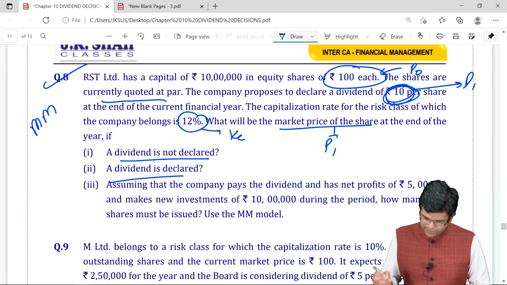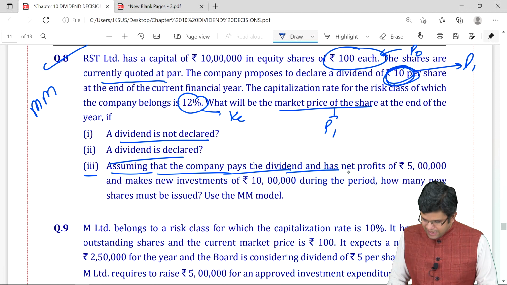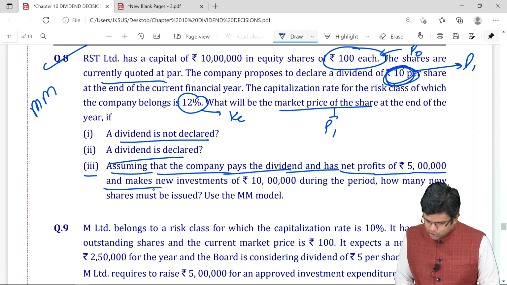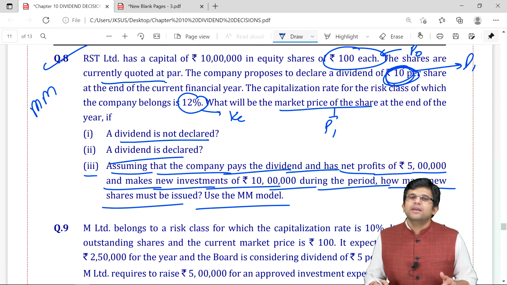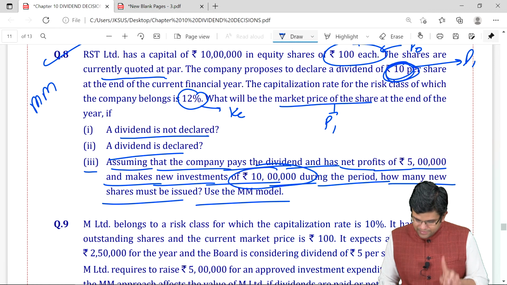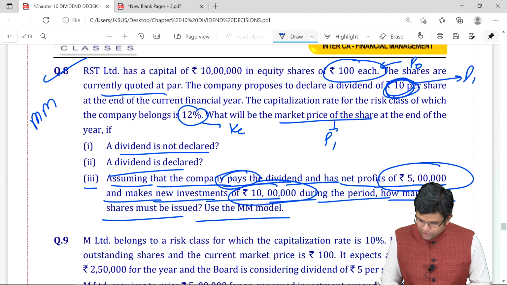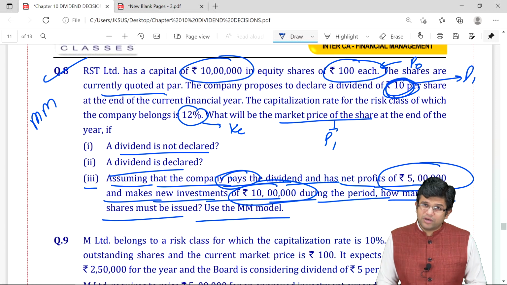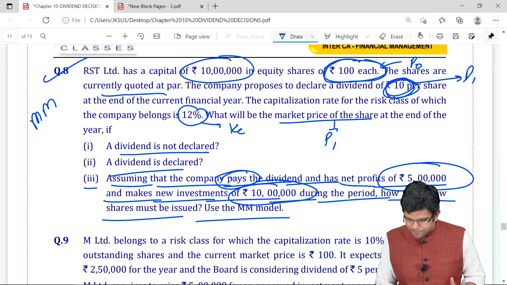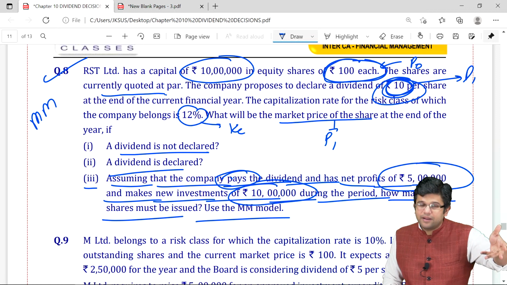Everybody got it? So moving on, children, next point number 3, they are saying assuming that the company pays the dividend, and has net profits of 5 lakhs and also makes new investments of 10 lakh during the period, how many new shares must be issued? Children, for this what you will do, see, you want to make investments of 10 lakh, right? Now you have net profits of 5 lakh, but since you are paying the dividend, how much dividend you are paying? Children, do you realize 10 lakh is the total capital divided by 100, which means 10,000 shares are there? 10,000 shares multiplied by 10 rupees per share, total 1 lakh rupees dividend you are giving.